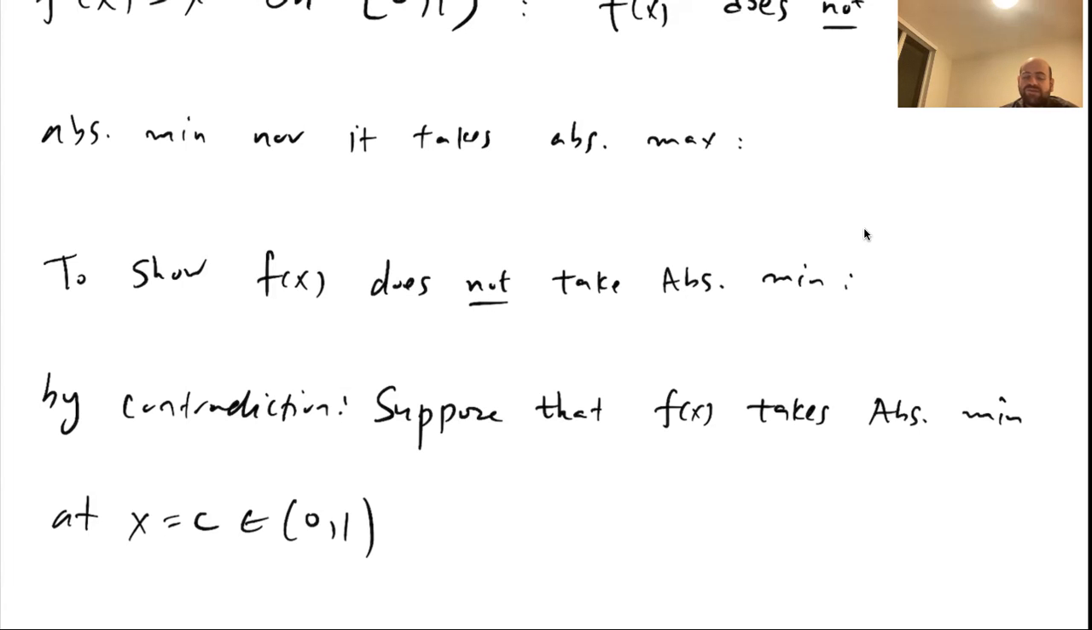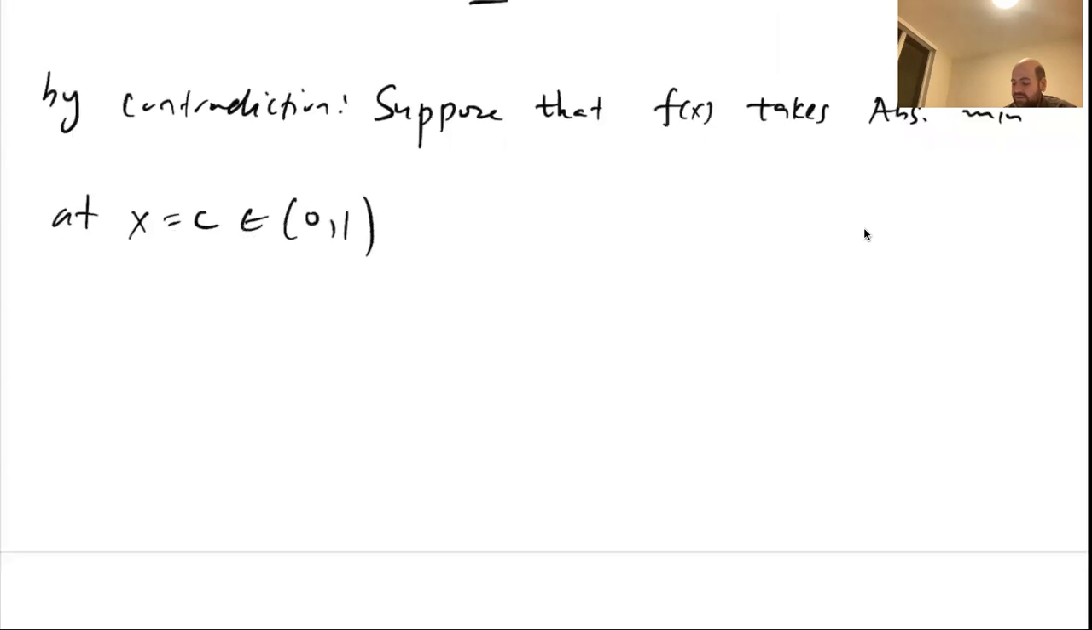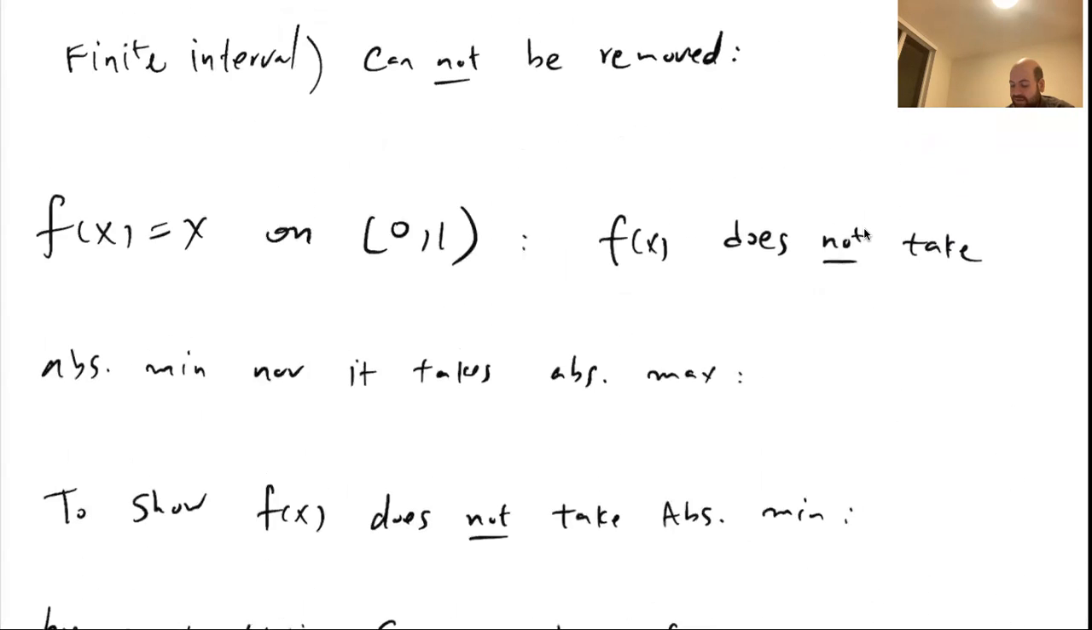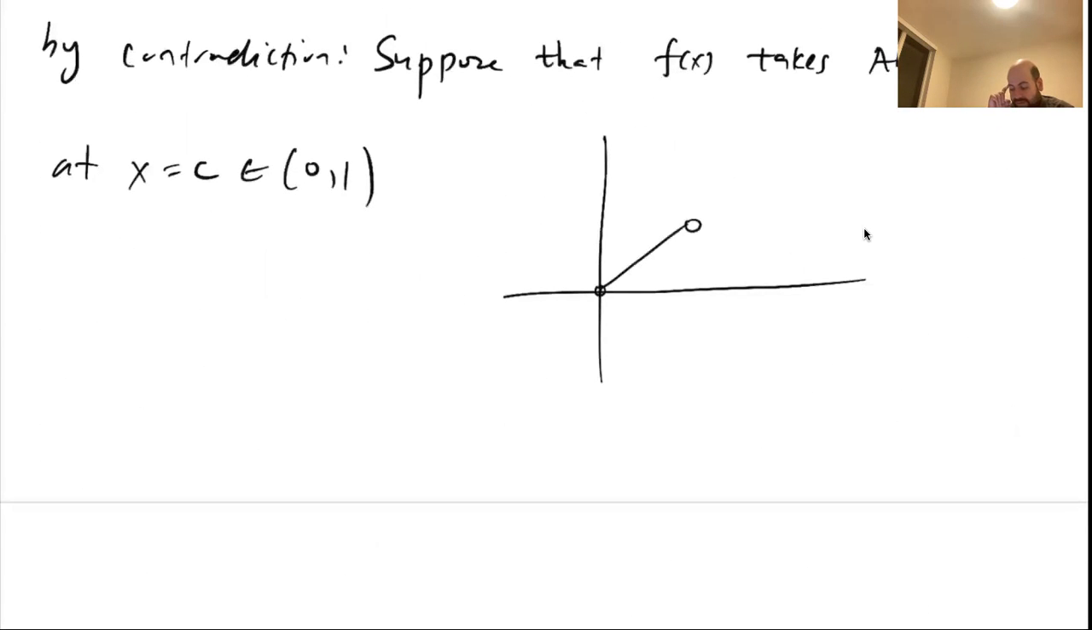So what does that mean? That means f of c must be the smallest output among all the outputs that I have. Look at f of x equals x between 0 and 1. The interval is open, so it doesn't contain 0, doesn't contain 1. And I'm assuming that there is some c such that f of c, which is c as well, is the smallest output. Well, is that possible? That is not possible. It's not possible that c is the smallest output, because I can give an explicit number with a smaller output compared to c.